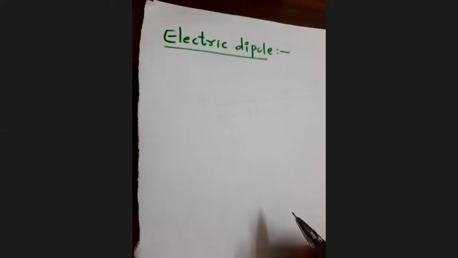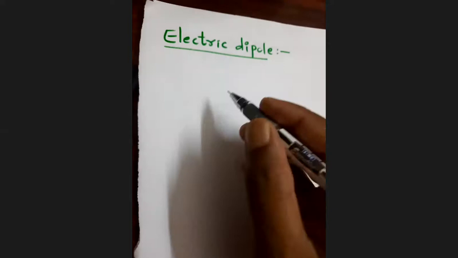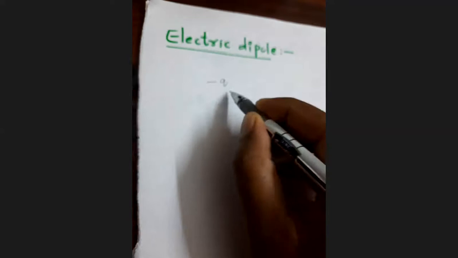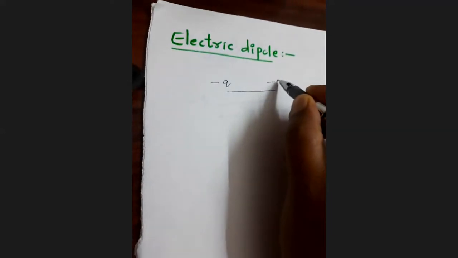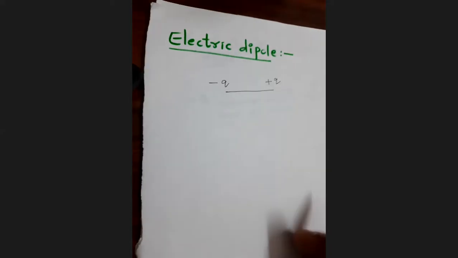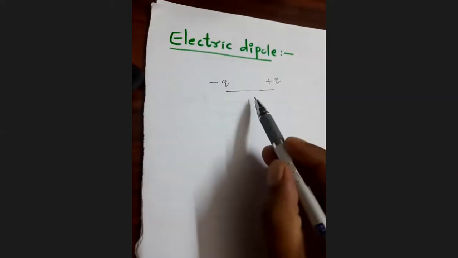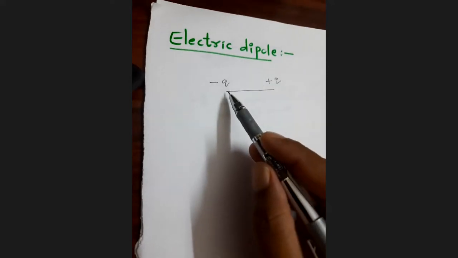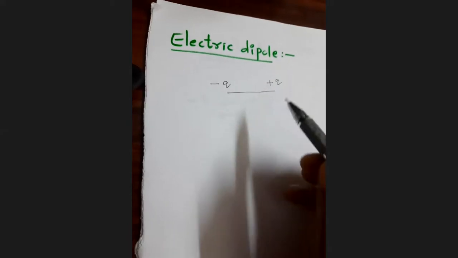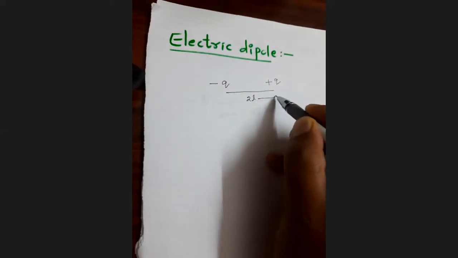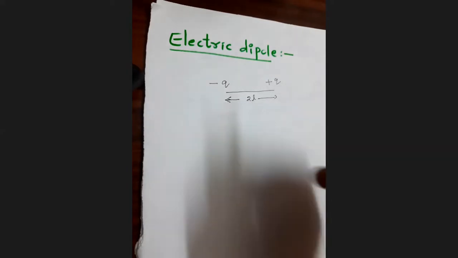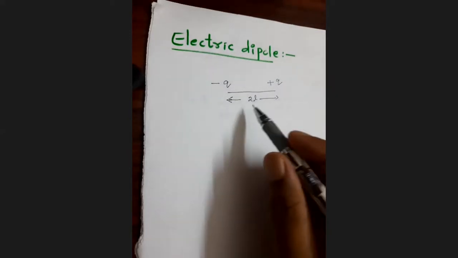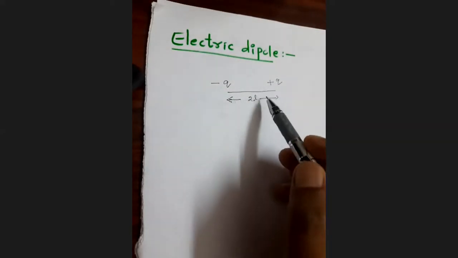Right. The first subtopic is electric dipole. What is meant by electric dipole? This is the combination of two equal and opposite charges, that is minus q and plus q. When they are separated by some distance, that system is called an electric dipole. The combination of two equal and opposite charges, when they are separated by some distance, say 2L, is called an electric dipole. So here minus q and plus q are separated by the distance 2L.